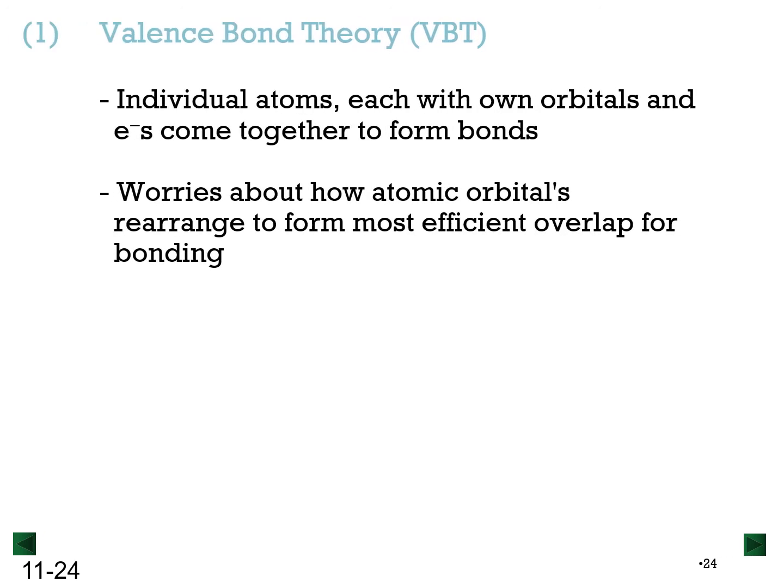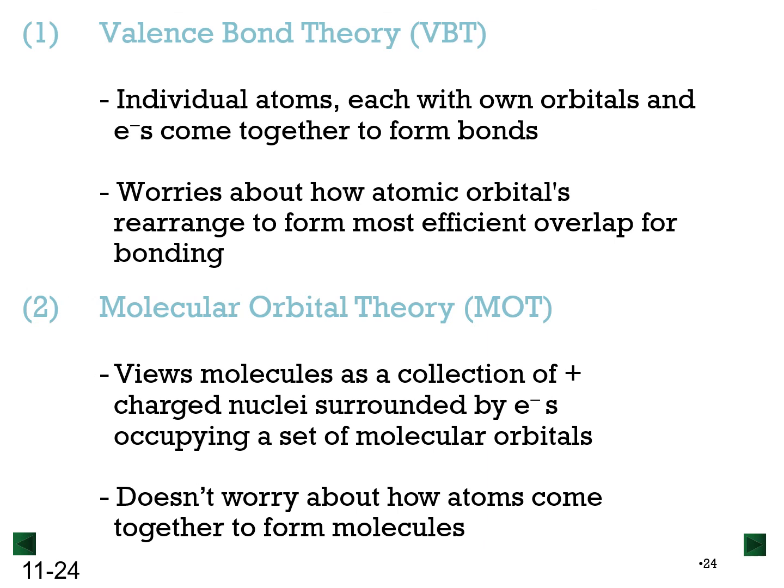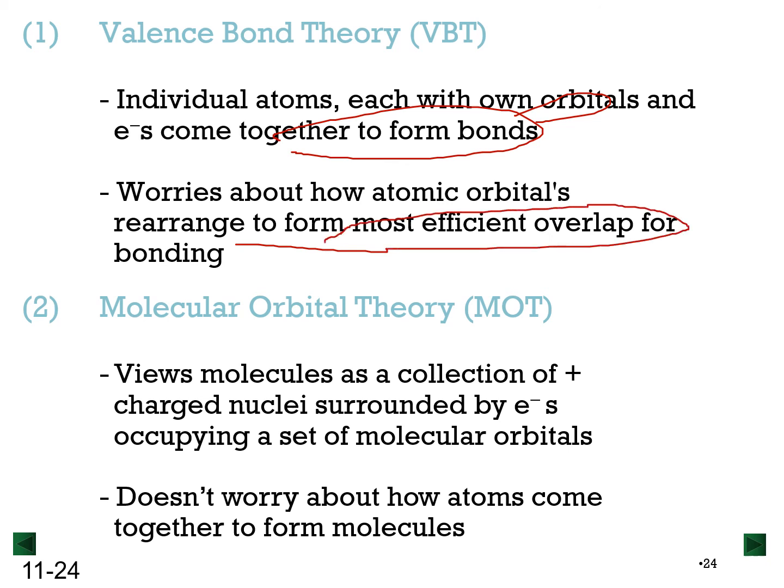Okay, according to valence bond theory, the individual atoms, each with their own orbitals and electrons, come together to form bonds, and it worries about how atomic orbitals rearrange to form the most efficient overlap for bonding. In molecular orbital theory, it views a molecule as a collection of positively charged nuclei surrounded by electrons occupying a set of molecular orbitals, and it doesn't worry about how atoms come together to form molecules.